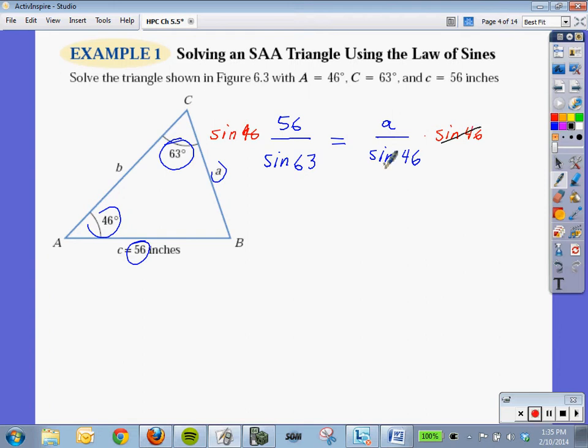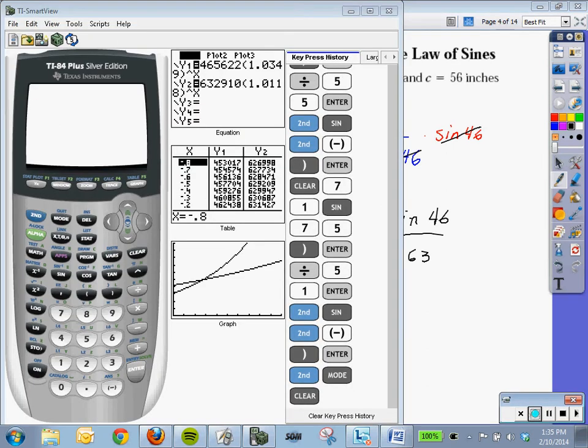And that gives us a cancellation here, and that leaves us with a is equal to 56 times the sine of 46 over the sine of 63. And this is where our calculator comes in handy. So the first thing that you need to make sure on your calculator is that you're in degree mode. Calculators are by default on radian mode, so you need to tell your calculator to be in degree mode because we're working with these triangles here.